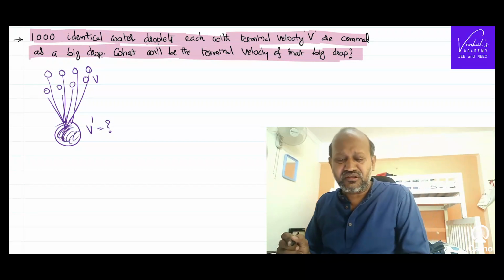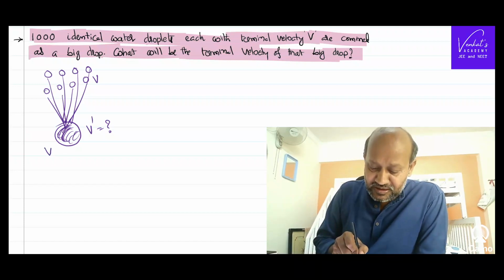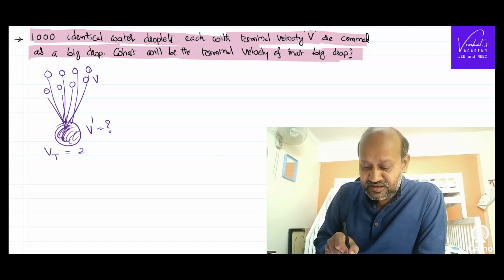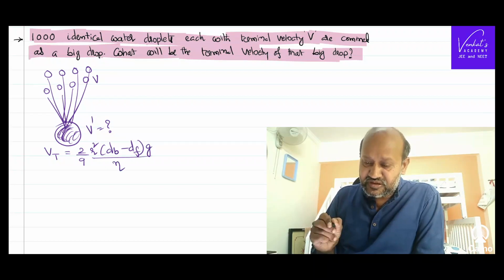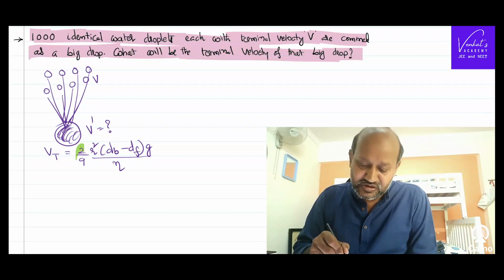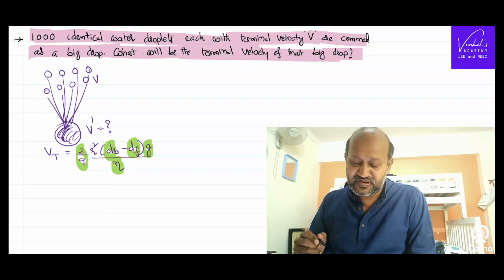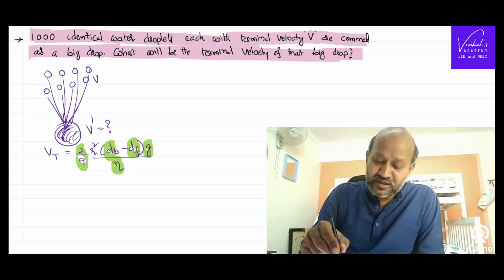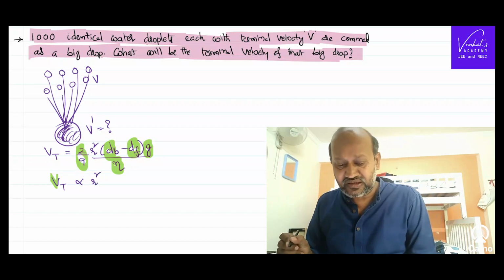So, to solve this, first of all, we shall know the formula of the terminal velocity. What is the terminal velocity formula as we have derived earlier? Terminal velocity is 2 by 9 r square, that's the radius of the drop, times density of the body minus density of the fluid, that's of the medium, into g by eta, coefficient of viscosity. If you observe carefully, 2 by 9 is constant, density of the body, density of the fluid, acceleration due to gravity, coefficient of viscosity, they're all constants. So when you eliminate all of them, what you get is terminal velocity is directly proportional to square of the radius.